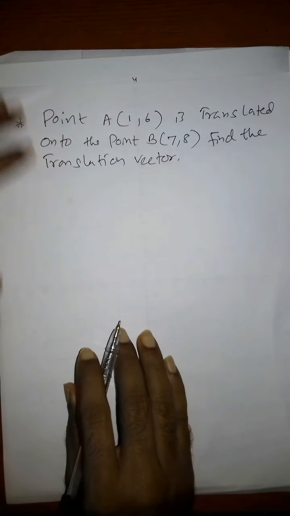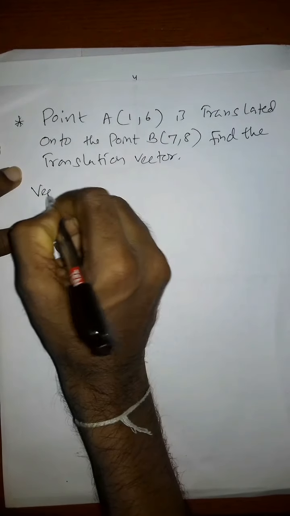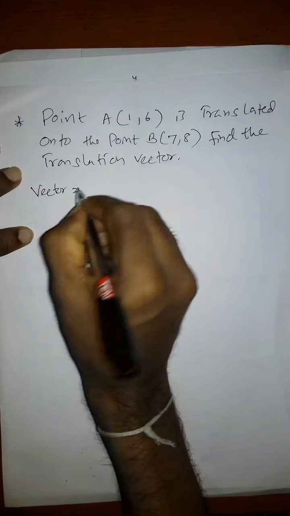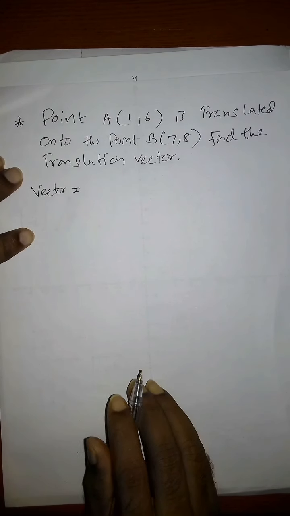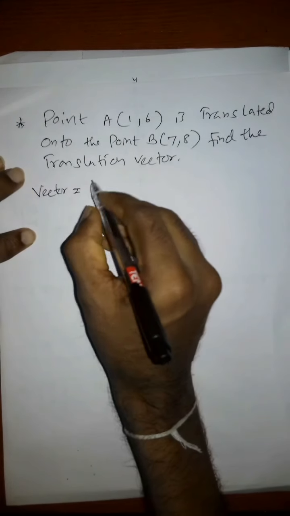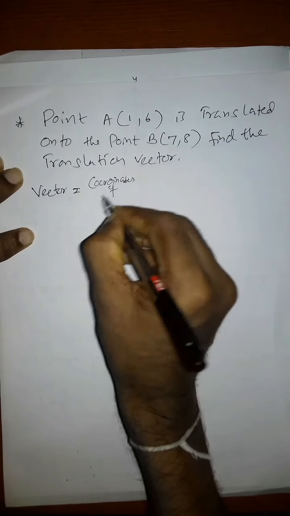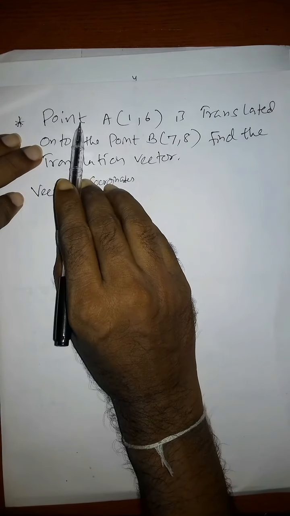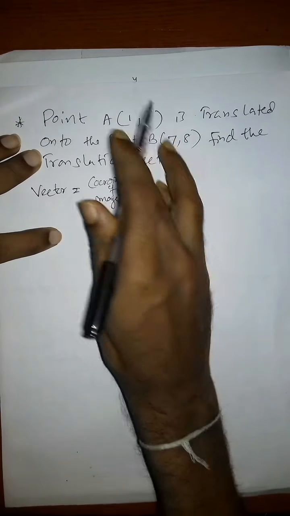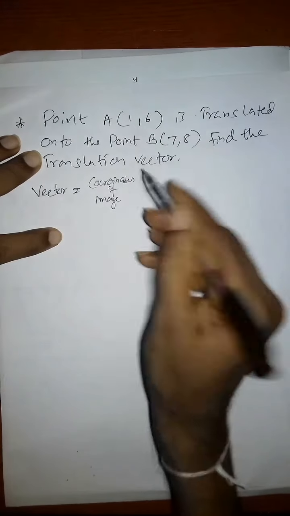Right. In this kind of instance, there is a format that you have to use. Vector equals... You can use this equation for this kind of situation. No need of drawing anything, no use of any coordinate planes. Without using any diagrams, you can use this formula: vector equals coordinates of image. In this instance, point A is translated onto point B. Therefore, A is the object, B is the image.